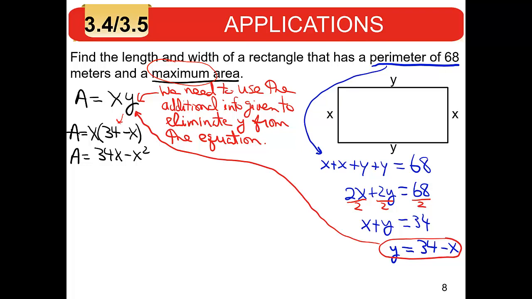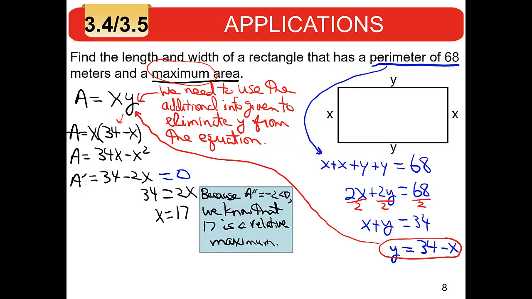And I want to maximize it. When you maximize, you want to take a derivative. Now that we've gotten rid of the y, we're ready to take the derivative. So you do A prime. That'd be 34 minus 2x, set it equal to 0, solve for x. It turns out to be 17. I feel confident that that produces a maximum area when x is 17. But if I want to increase my comfort level, I'll do the second derivative test.